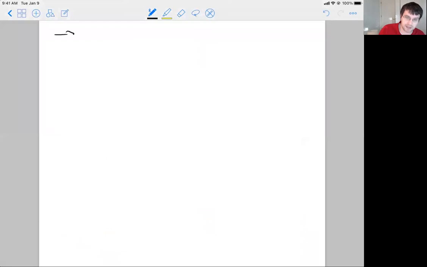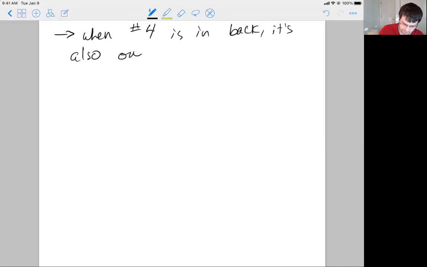So that was my big thing that helped me figure out how to work with Fischer projections, is once I recognized that when number 4 is in back, it's also on the vertical. And maybe I should have flipped that sentence. Maybe I should have said, if number 4 is on the vertical, then it's in back.